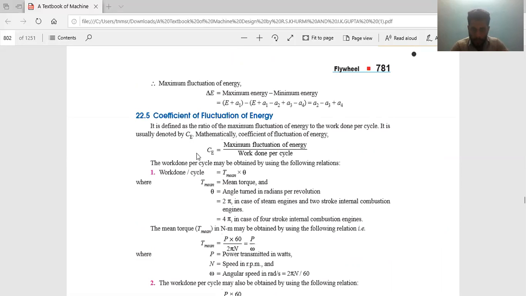2 marks, important: what do you mean by coefficient of fluctuation of energy? Clear?